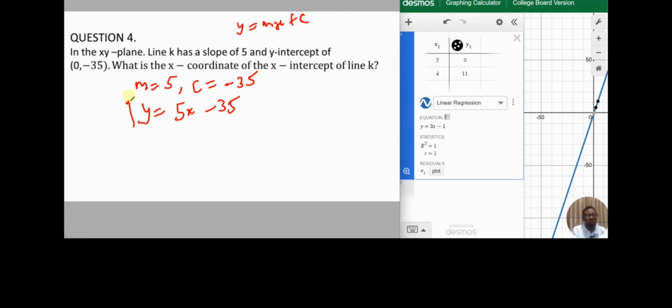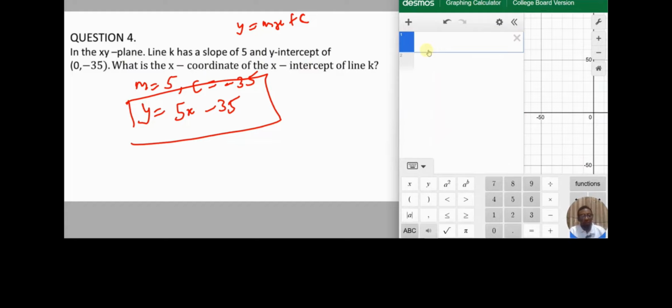So let me type this equation in Desmos. What I have to find is the x-coordinate of the x-intercept. So let's type this question in Desmos: y equals 5x minus 35.